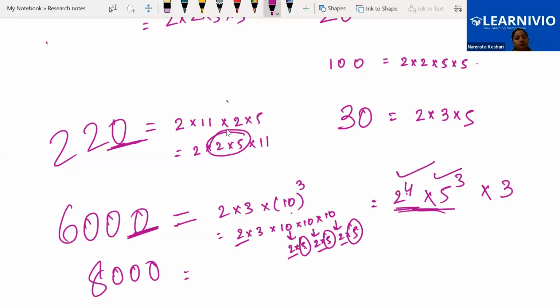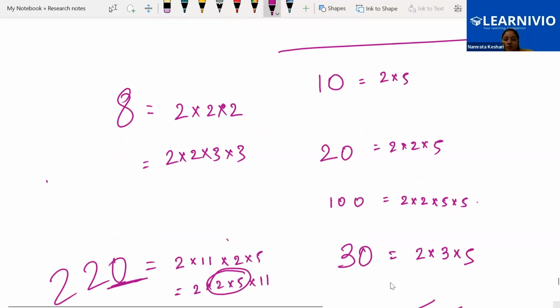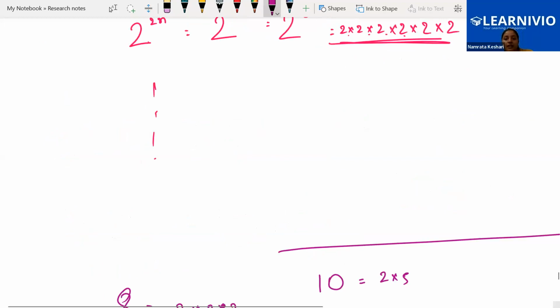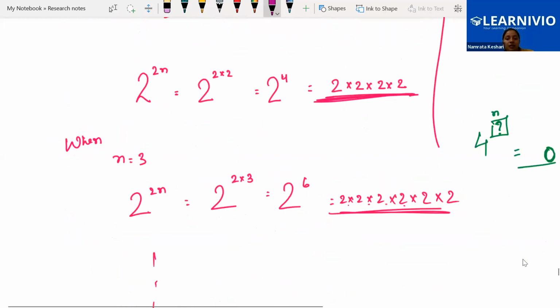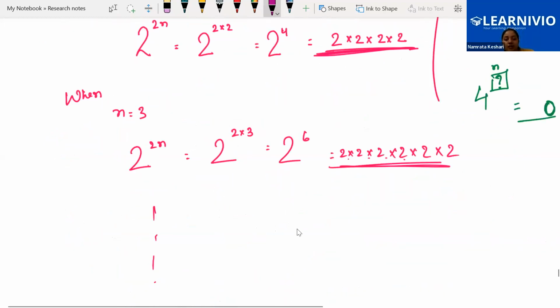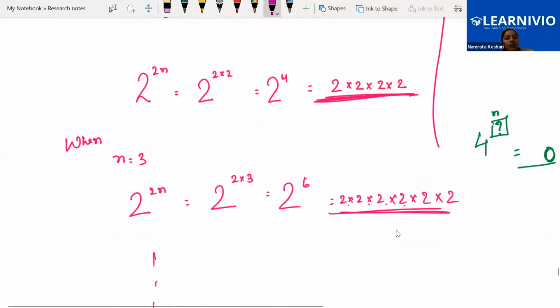Can you see? If the end digit is 0, that means 2 and 5 are there. Okay, so let's get back to our question. What do we need? We need the end digit as 0. Now can you tell me, anytime are we going to get 2 and 5?